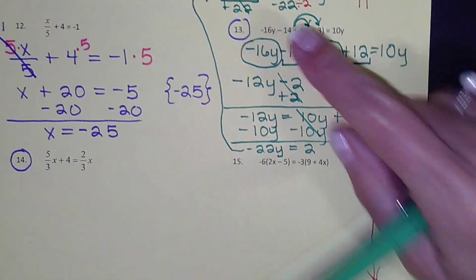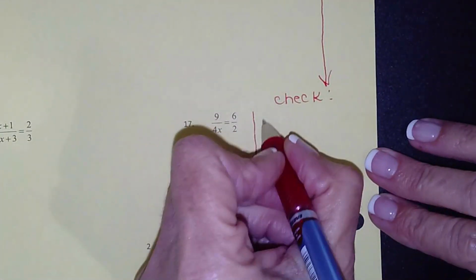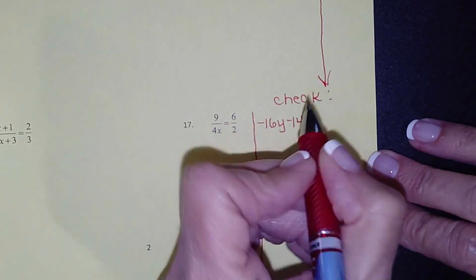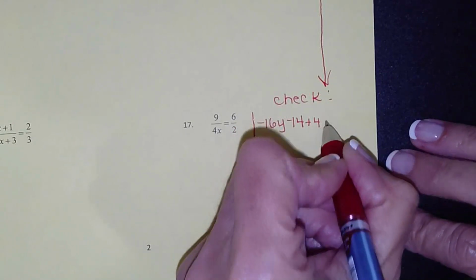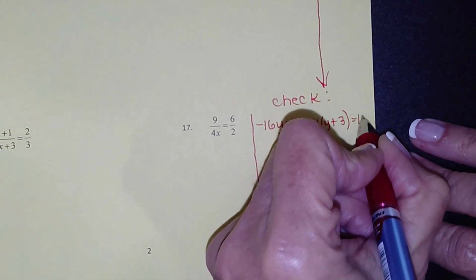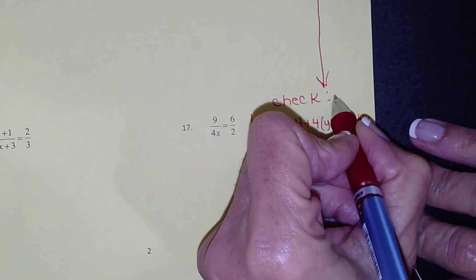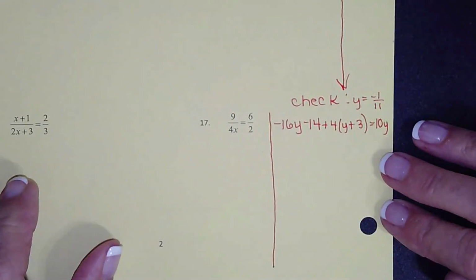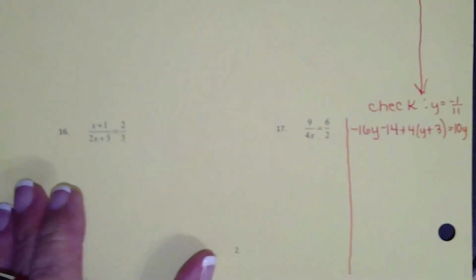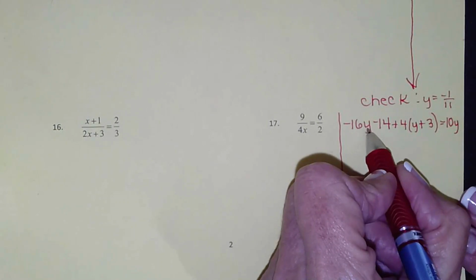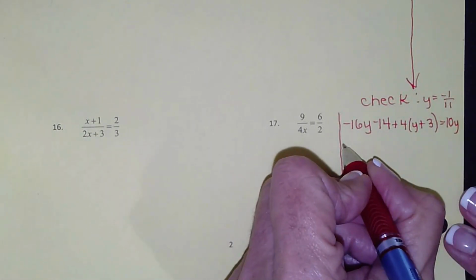So negative 16y minus 14 plus 4 times y plus 3 equals 10y. And we're checking y equals negative 1/11. And it's going to be all calculator. So the hardest part is just writing it because there's so many terms. The easy part's doing the calculator. So we'll do everywhere we see a y, 1, 2, 3 places, we put in negative 1/11.